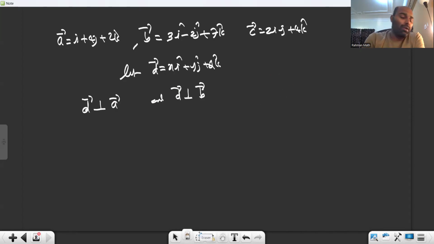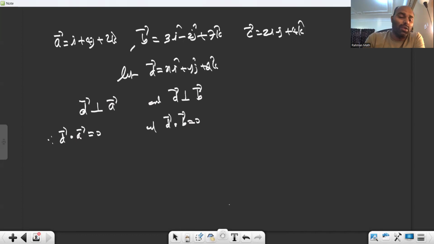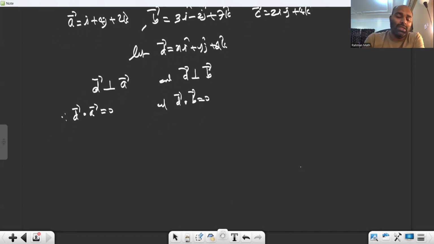So D is perpendicular to A. Therefore, D dot A equal to 0 and D dot B equal to 0. And one more condition is there in the question that we'll use later. D dot A equal to 0. You know dot product: this is A and this is D, corresponding terms. So X into 1 plus Y into 4 plus Z into 2 equal to 0.